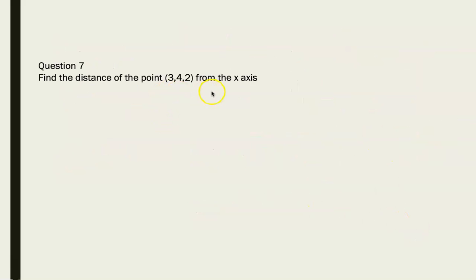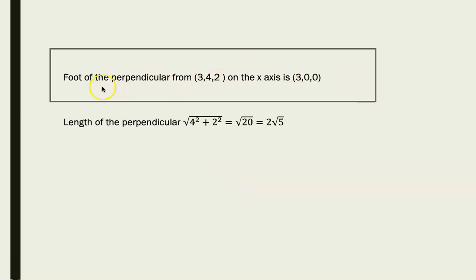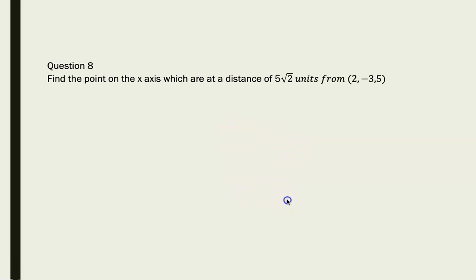Find the distance of the point 3, 4, 2 from the x-axis. First find the foot of the perpendicular from 3, 4, 2 on the x-axis. On the x-axis y and z coordinates are 0. So it is 3, 0, 0. And then use the distance formula and find the distance between 3, 4, 2 and 3, 0, 0, which will be root of 16 plus 4, which is root 20, which is 2 root 5.